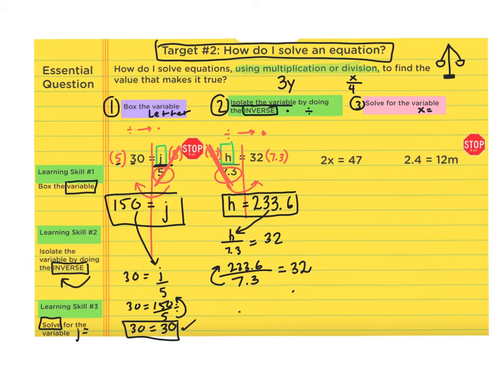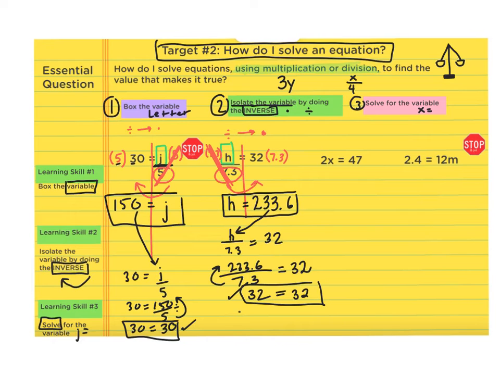And so I want to make sure that each side equals 32. If we did it right, they're going to be balanced, right? So I'm going to put into my calculator 233.6 divided by 7.3. And yes, we did it correct. We got 32 on both sides. So far, so good. Okay, let's look at the next one.